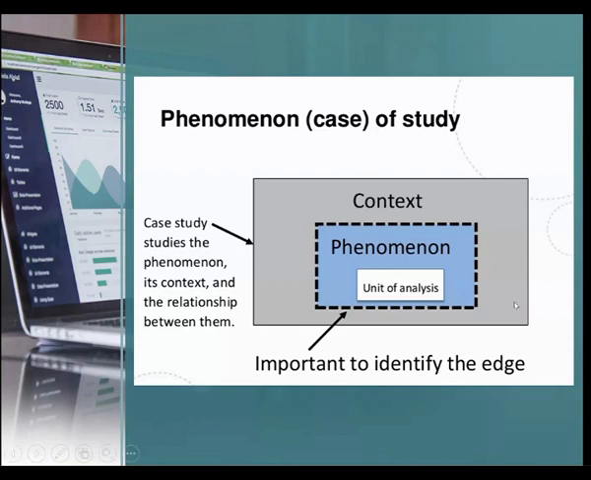Okay, so it's very important to identify the edge of what the phenomena is all about, as well as the boundary of the context. If not, you can be too open-ended, in which for a PhD, for example, you cannot finish in 3 years, or it will be too complex for you to study.